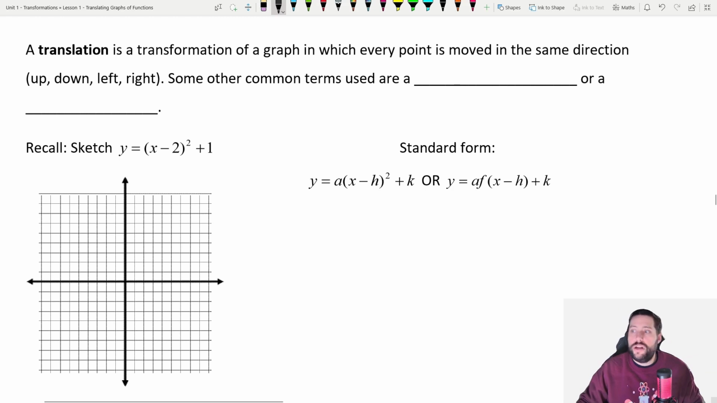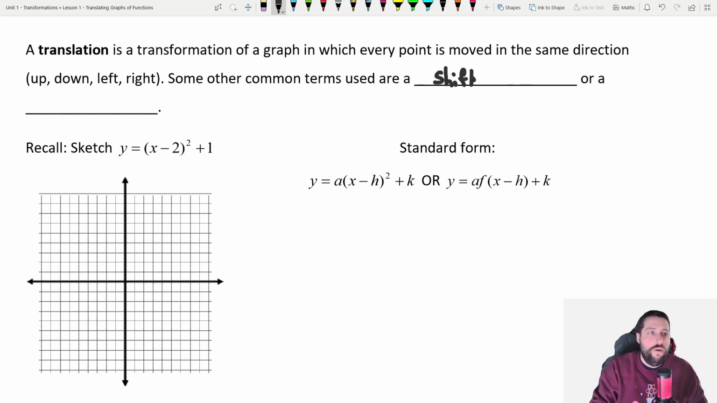Moving on to what a translation is. A translation is a transformation of a graph in which every point is moved in the same direction, up, down, left, or right. Some other common terms are basically a shift. So it can be called a shift or a reflection.